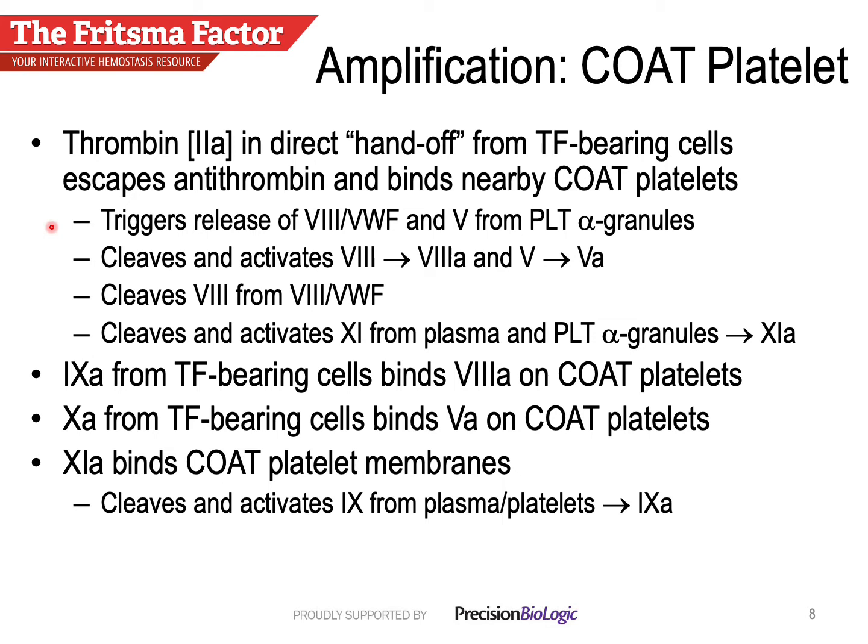During amplification, thrombin, in a direct handoff from the tissue factor-bearing cells, escapes antithrombin and binds nearby COAT platelets. This triggers release of factor VIII von Willebrand factor complex and factor V from the platelet alpha granules and cleaves and activates factor VIII to factor VIIIa and 5 to 5a. This also separates the 8 from the 8 von Willebrand factor complex and simultaneously activates 11 coming from plasma and platelet alpha granules to make 11a, or activated 11.